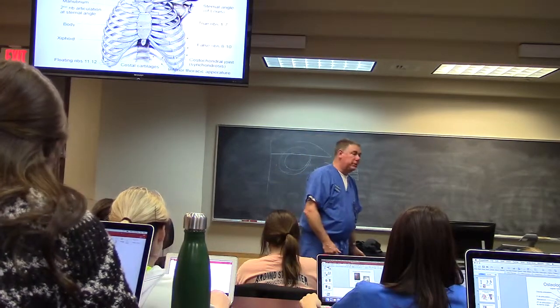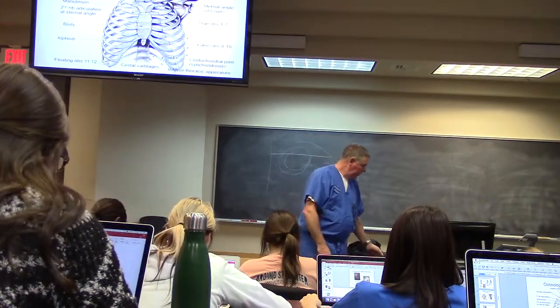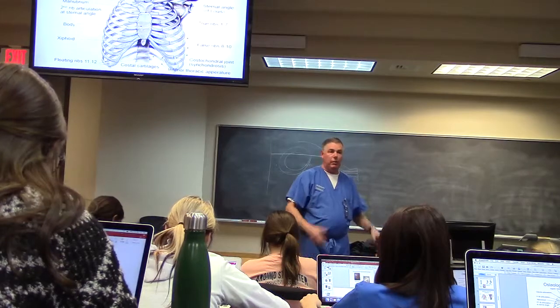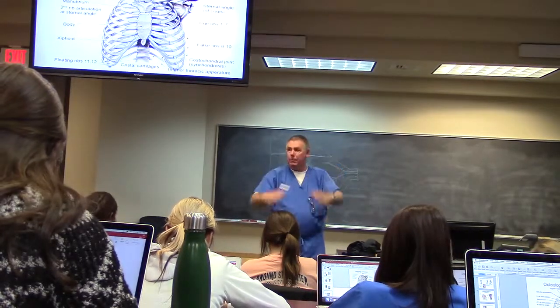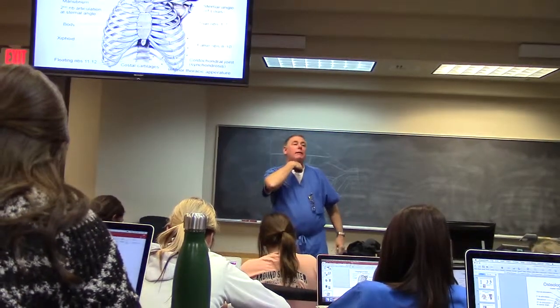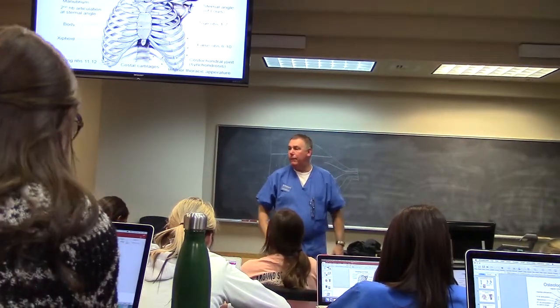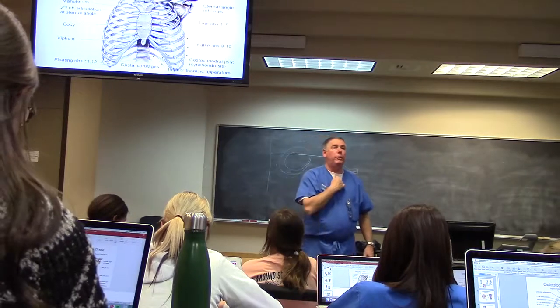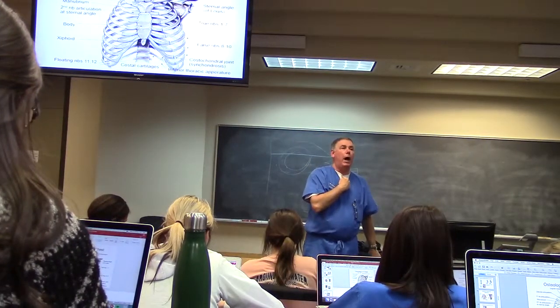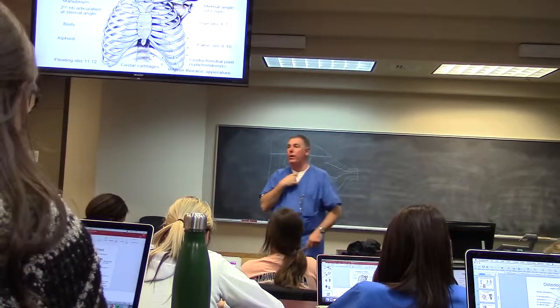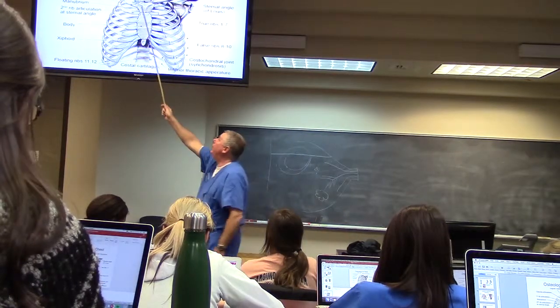The osteology of the chest is like an upside down funnel. It's smaller at the top, bigger at the bottom. This is the thoracic inlet up here. That's the thoracic outlet down at the bottom. The notch right there where you put your finger, that's called the jugular notch of the manubrium. You feel it right there.